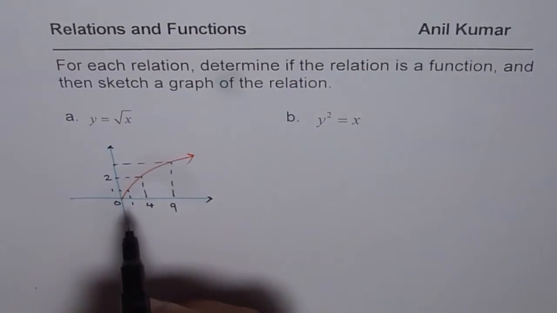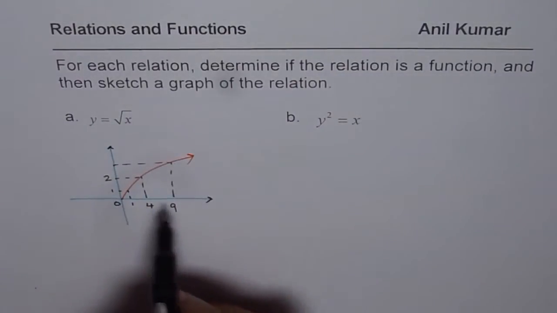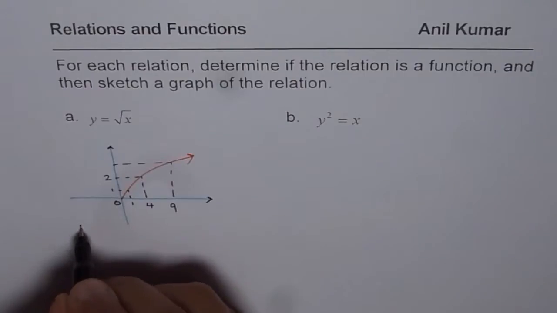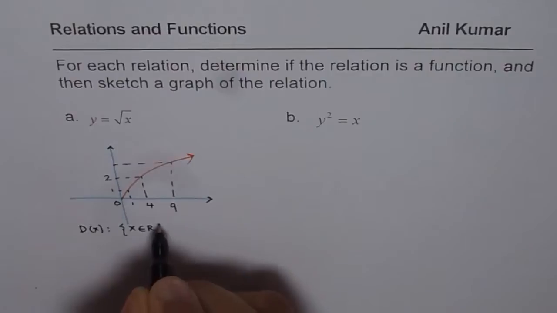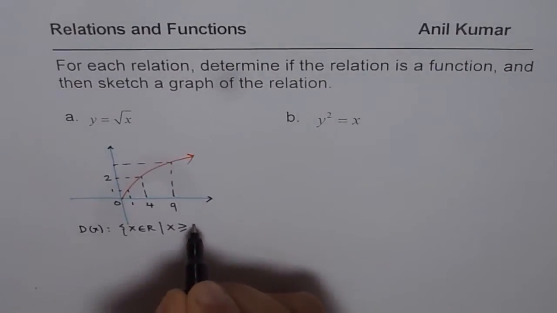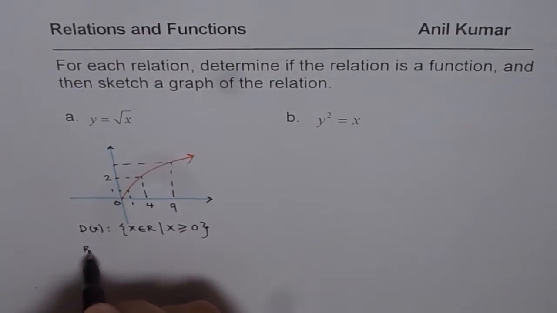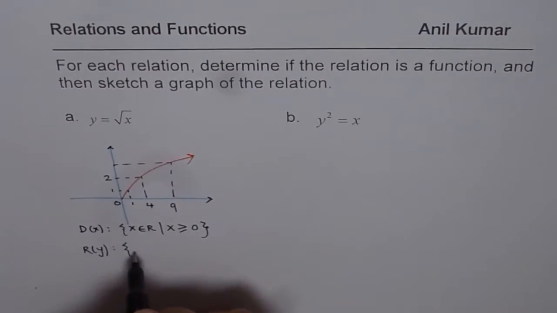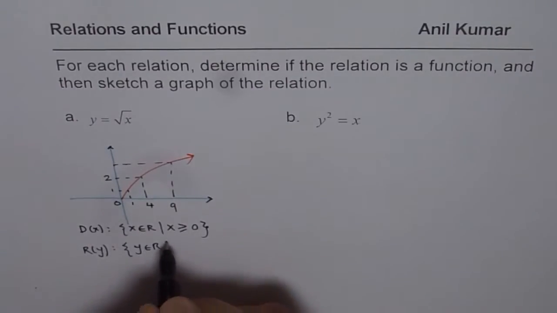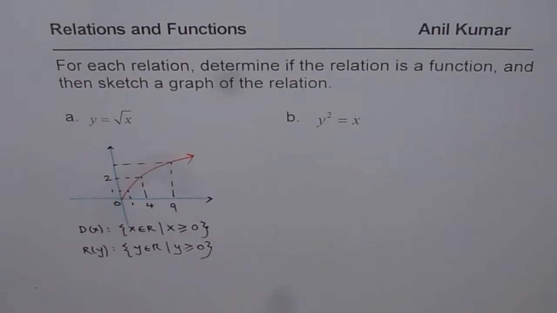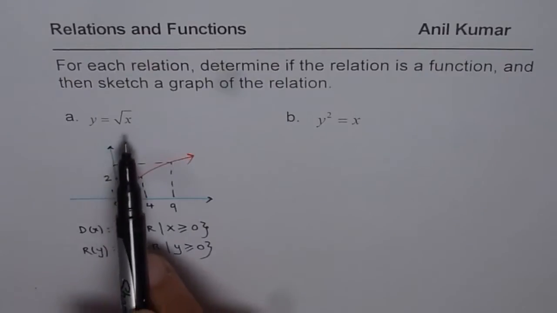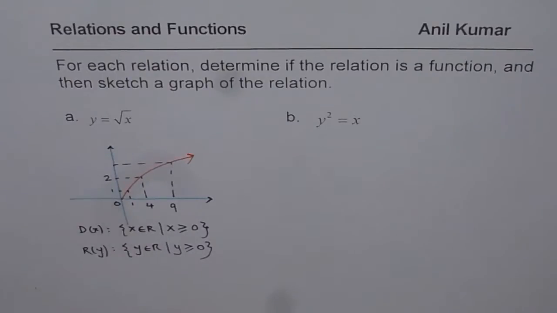Any values which are greater than or equal to 0 will form the domain of this function. So we know the domain for this function is x belongs to real numbers where x is greater than or equal to 0. As far as range is concerned, the range is also all real numbers where y is also greater than or equal to 0. So this is indeed a function where every value in the domain of the function has a unique value of y.